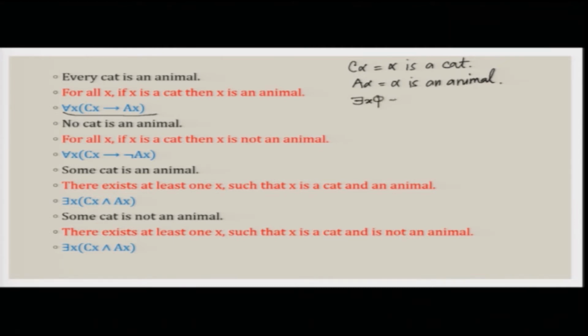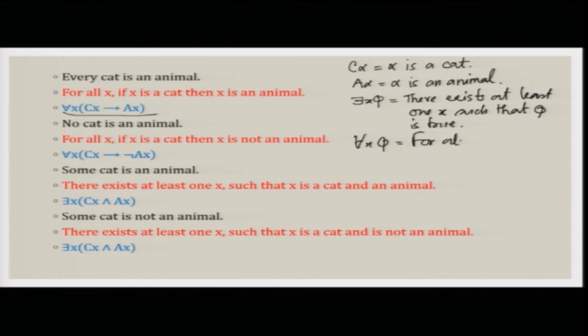And the other things we all know: there exists x phi means there exists at least one x such that phi is true, and for all x phi means for all x phi is true. Now, with these interpretations, let us try the symbolic sentences. For example, how to read this? For all x, that is any x you may choose, if that x is a cat, then that x is an animal. This is the first sentence.